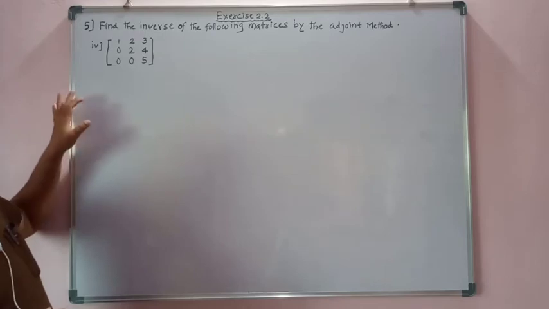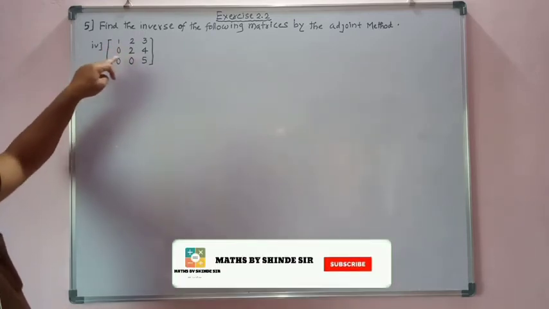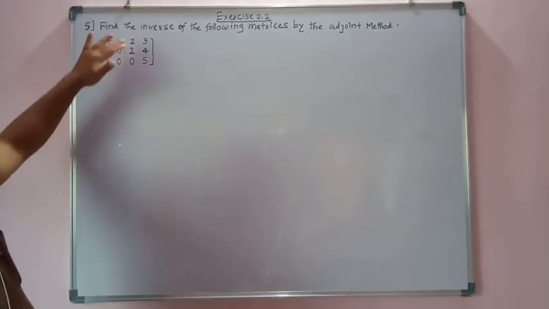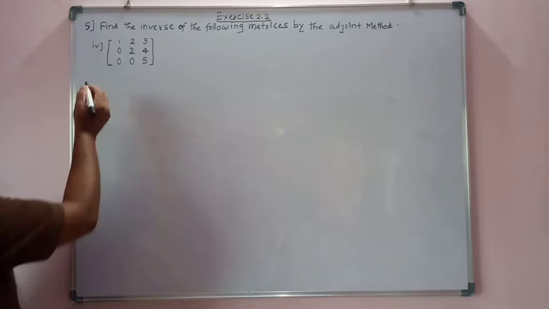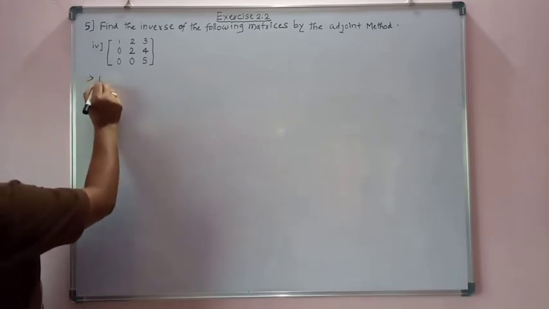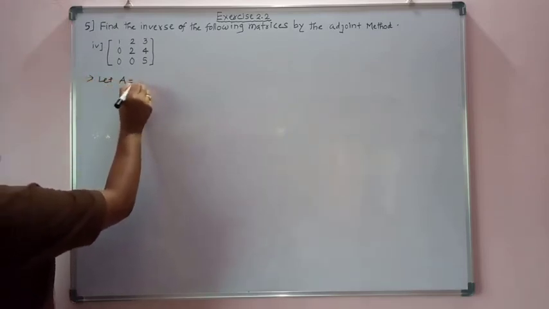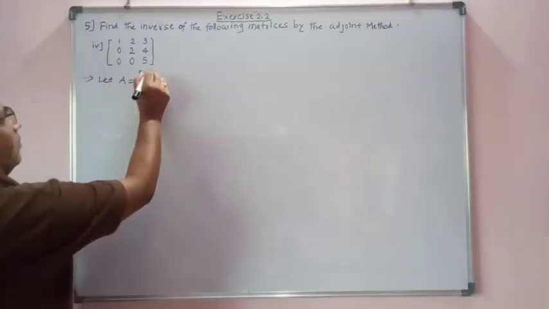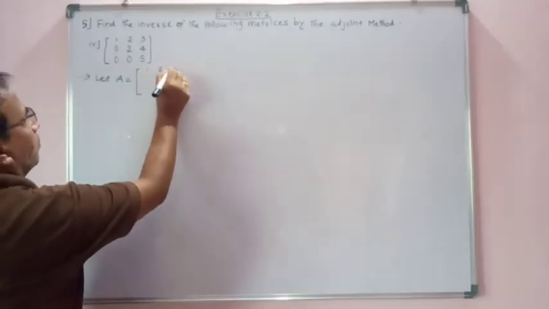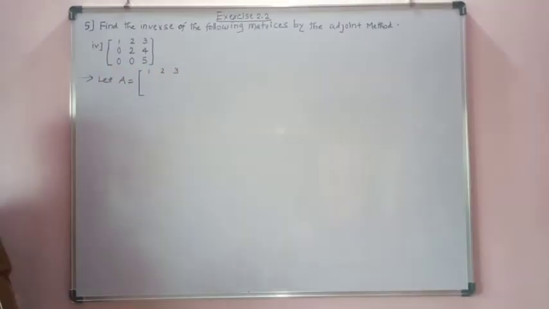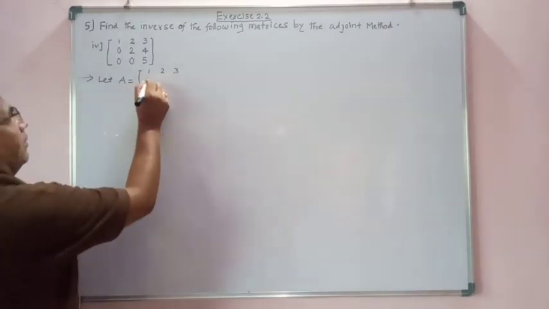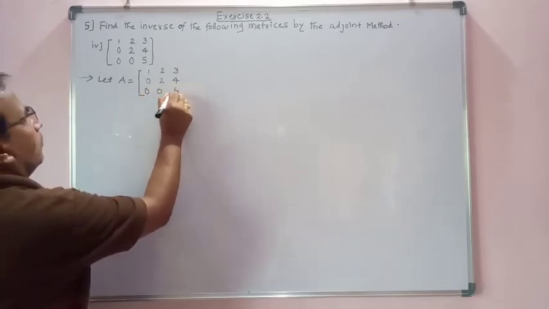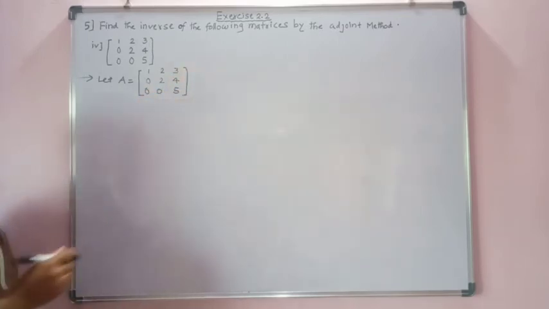We will discuss an example: 1, 2, 3, 0, 2, 4, 0, 0, 5. This is a square matrix, and its order is 3 by 3. Solution. Let the given matrix A be 1, 2, 3, 0, 2, 4, 0, 0, 5. This is the value of matrix A.